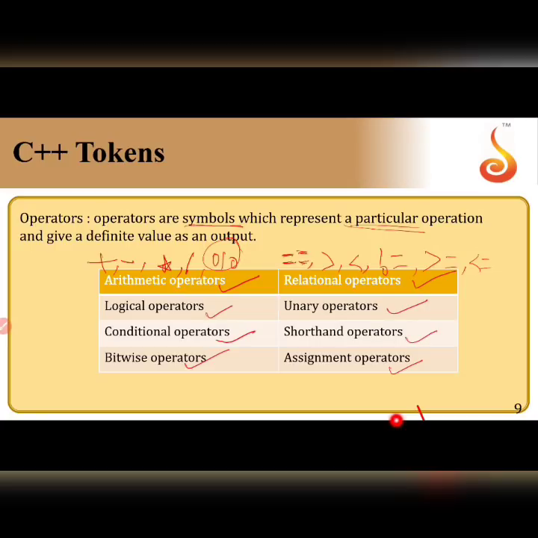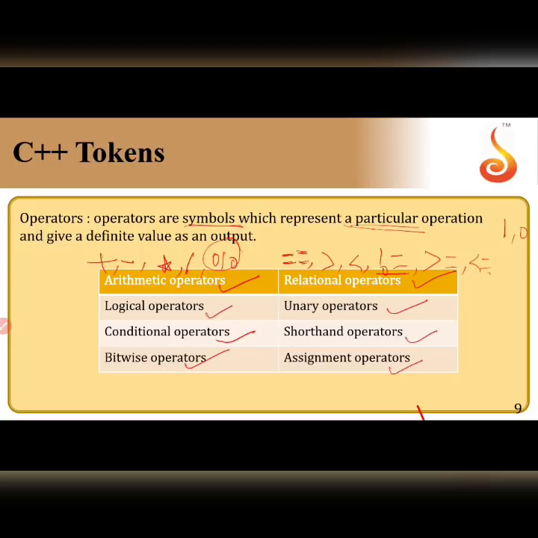That is, it compares the LHS with the RHS and if both are the same, it gives you a true value. Otherwise, it gives you a false value. True is represented by 1 and false is represented by 0. So the end result of it would be either 0 or 1. The others are greater than, less than, not equal to, greater than equal to and less than equal to.